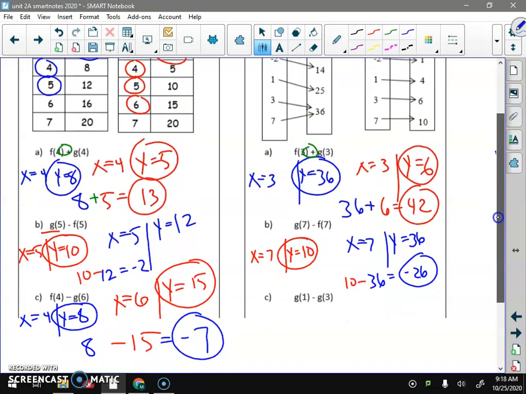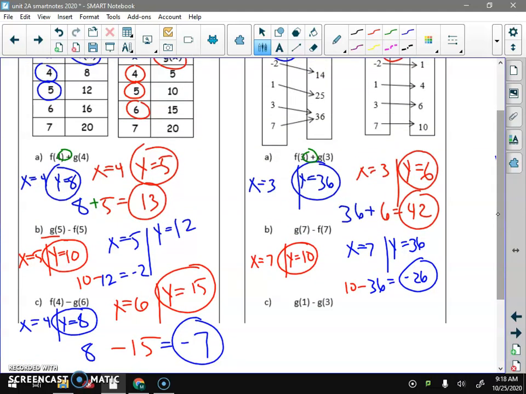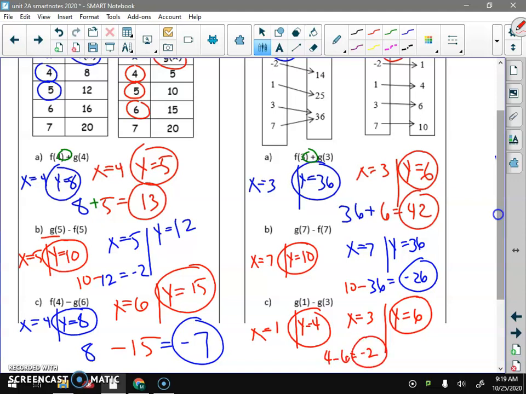Let's do one more. G of 1 minus G of 3. They're both going to be red this time. Great wall. X equals 1. What does Y equal? 1 points to 4. Great wall. X equals 3. What does Y equal? 6. And if we take that 4 minus the 6, we get negative 2.